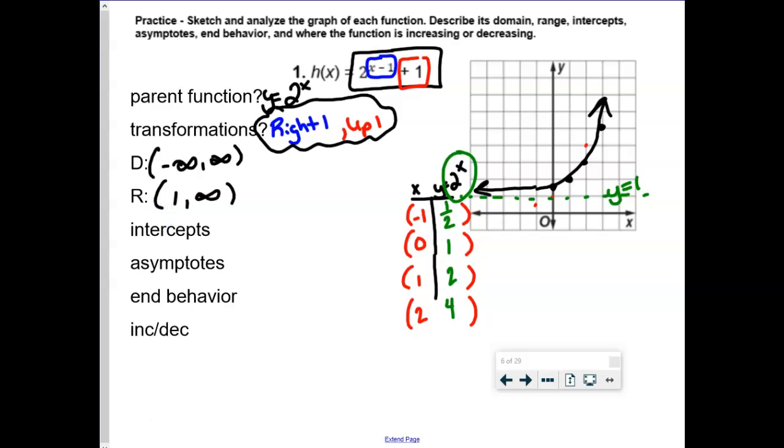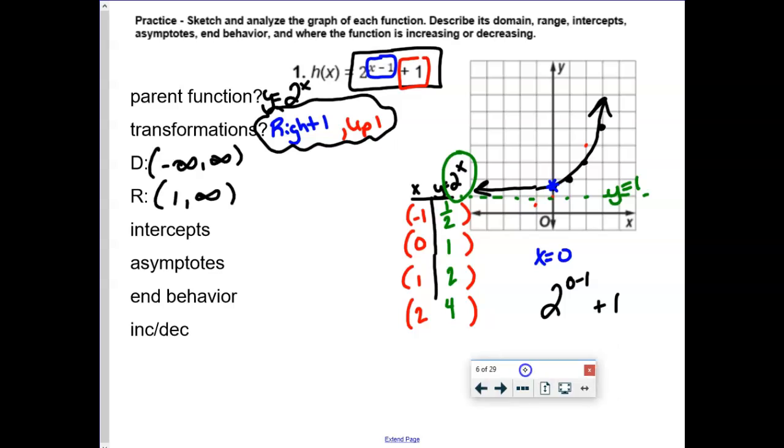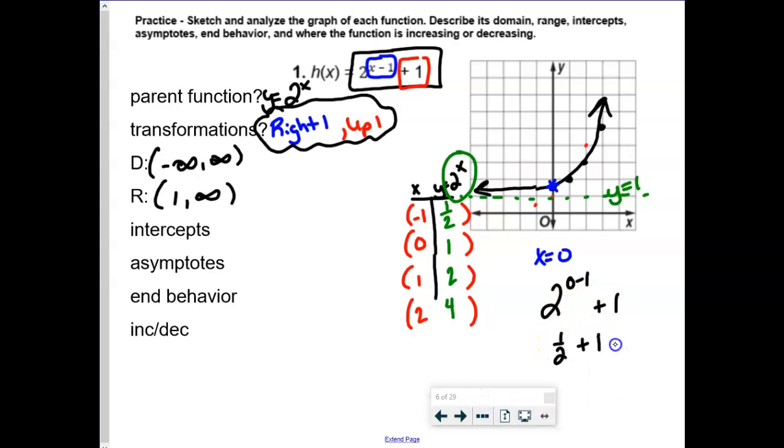Okay, intercepts. I don't know if I was paying close attention to where this y-intercept was, and if I wasn't, that's okay, because I think I could figure it out pretty quick. If you just plug in x equals 0 into your function, that's the y-intercept. So 2 to the 0 minus 1 power plus 1. So that's 2 to the negative first power, so it'd be like 1/2, plus 1. 1.5, yeah. So you have an intercept at 0, 1.5.